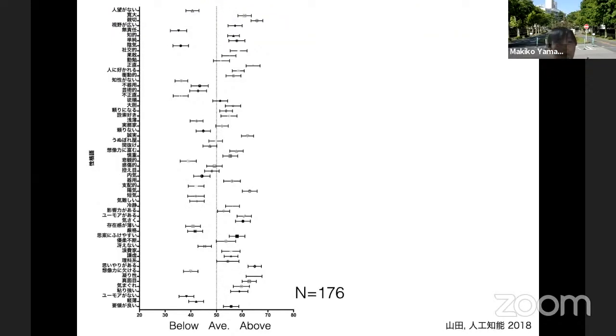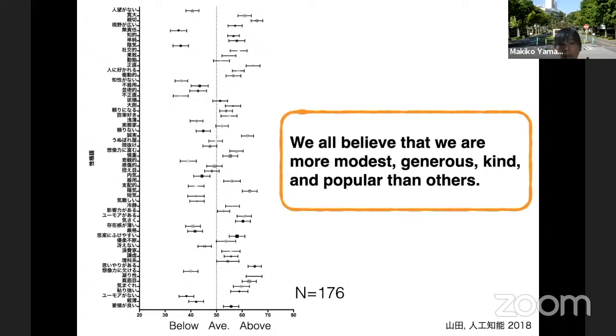And sorry, this is Japanese words, but this is indicating that most people put themselves above average for nice characteristics. But for negative words, they put themselves below average, indicating we all believe that we are more modest, generous, kind, and popular than others.